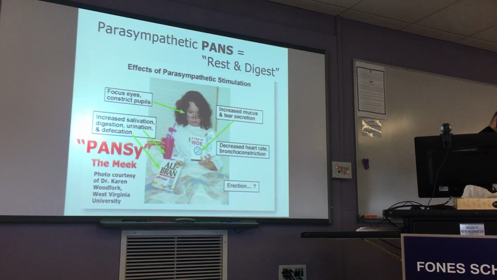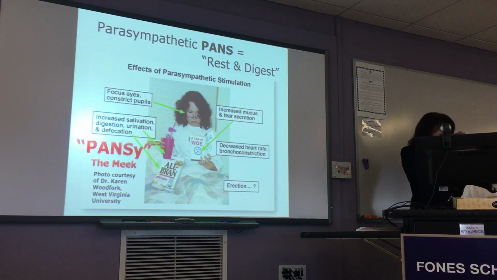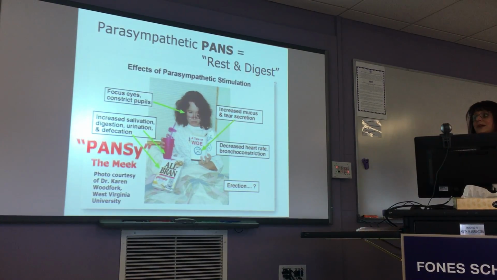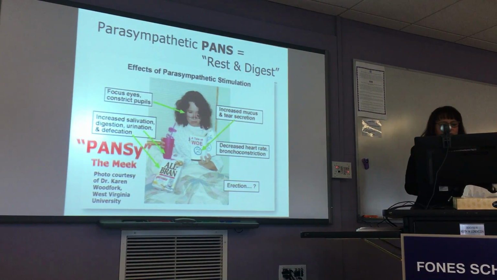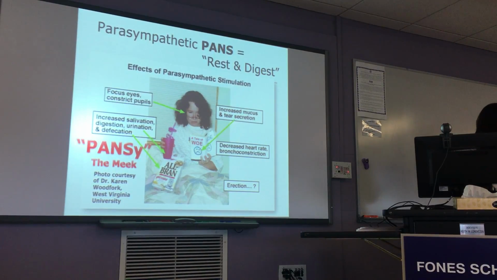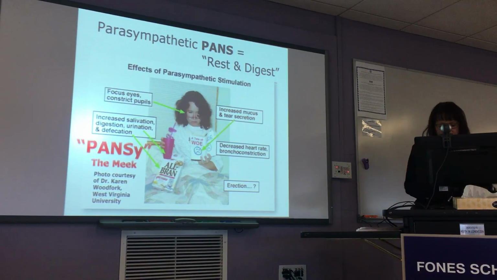But Pansy the Meek likes to sit in bed. She's reading a book, so her eyes are constricted and focused on the page. They're very small. She's reading a really sad book, so her eyes are watering, she's crying, the tale of woe. She's drinking, she's eating all bran. We all know what that stuff does. So her heart rate's down, her lungs are constricted, and she's just sitting there very calmly reading, with very shallow breaths in and out. She may need to get up to go to the bathroom, with all the drinking and eating she's doing. But there's Pansy the Meek, resting and digesting in bed.